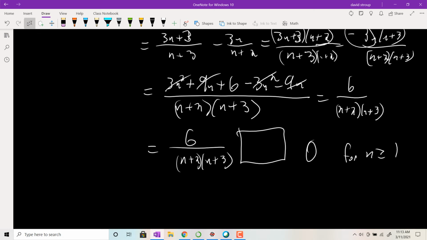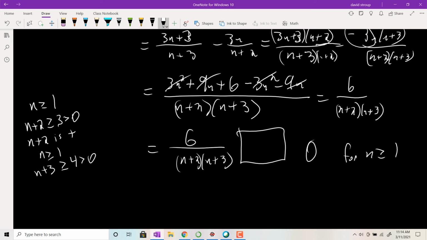Right, so if n is greater than or equal to 1, and this is kind of another common math sense type thing, but you could kind of show it analytically. If n is greater than or equal to 1, you can add 2 to both sides of that. So n plus 2 would be greater than or equal to 3, which is definitely greater than 0. In other words, n plus 2 is positive. Also, if n is greater than or equal to 1, then n plus 3 is greater than or equal to 4, which is greater than 0. So n plus 3 is positive.